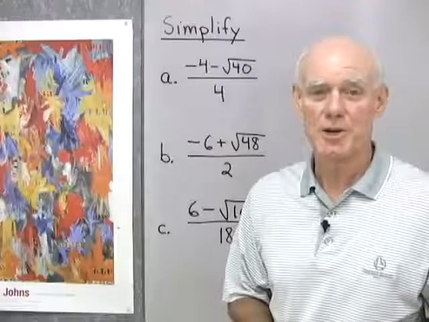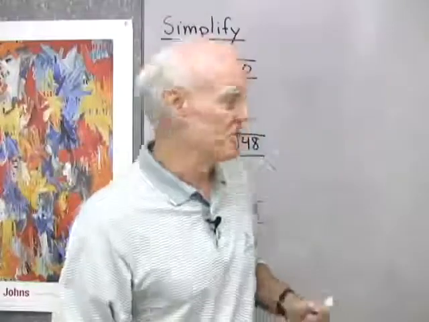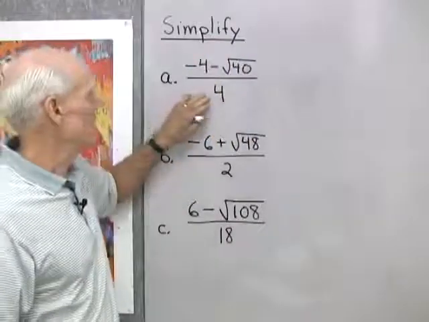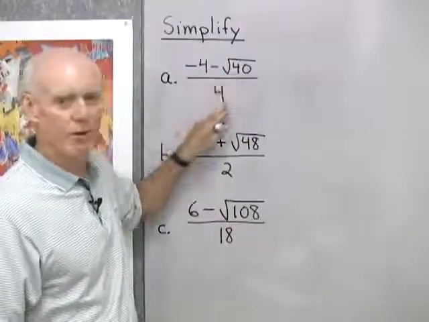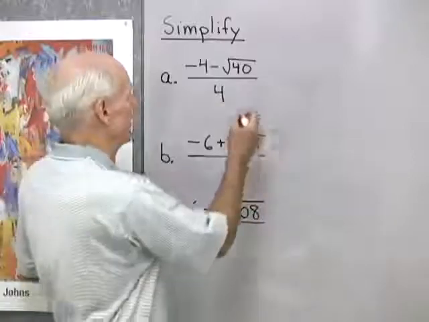Okay, a few more expressions involving radicals and fractions for us to simplify. First, right here I have negative 4 minus square root 40, all divided by 4. I want to simplify this.